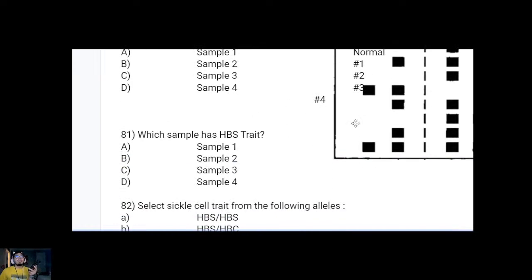Oo, bakit? Ayan, yung normal, 1, 2, 3, 4. Sample 1, meron siyang hemoglobin S. Ano shortcut natin, class? Pag acid electrophoresis. Ano ang shortcut natin, class? HBS yung tanong. Pag HBS trait po kasi, isa lang. Pag HBS syndrome or disease, dalawa.